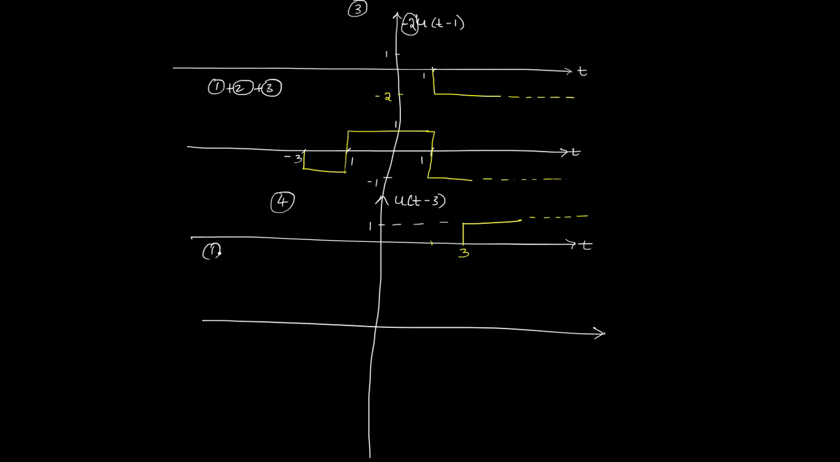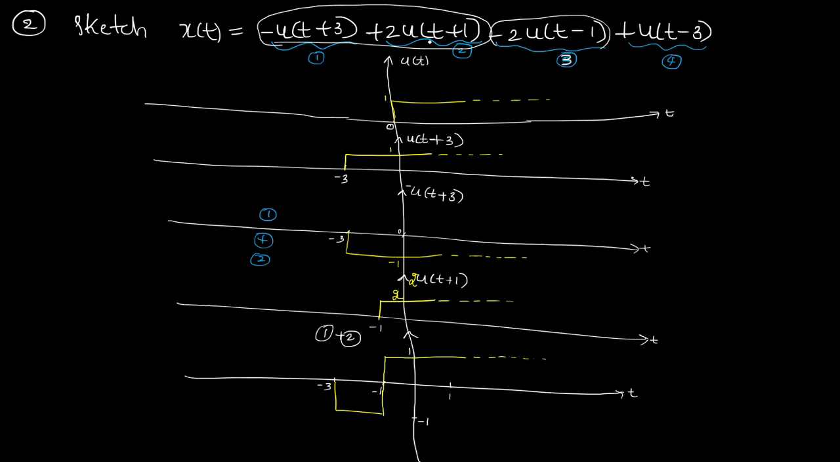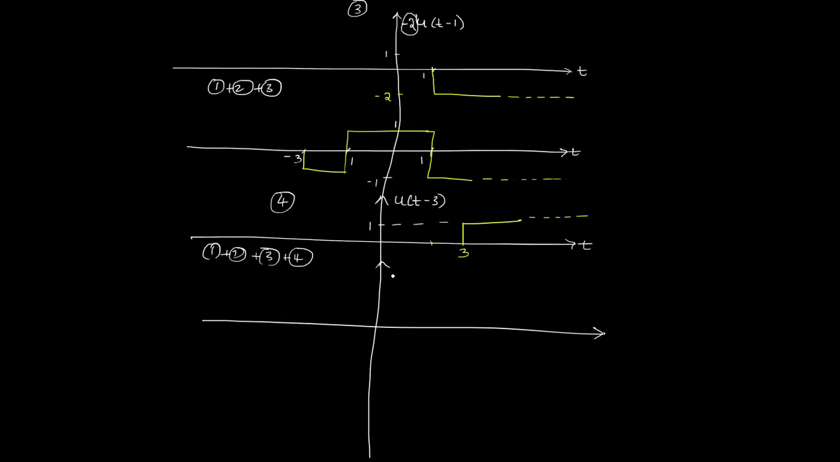What I have to do now? 1 plus 2 plus 3, which is already ready here, you have to add it with 4. If you add 1, 2, 3 and 4, you are going to get x of t. This is my x of t which I am going to sketch now. If you add these two, what will you get? Here 0 is there. 0 plus some signal, you are going to get the same signal.